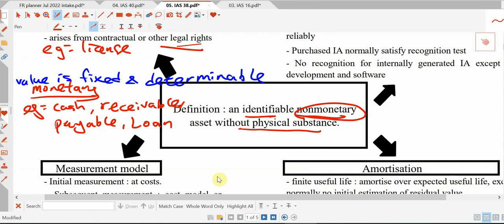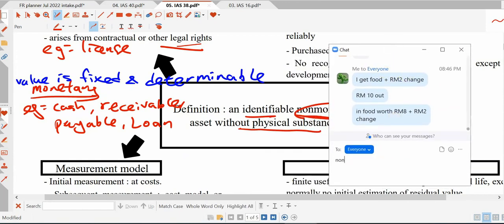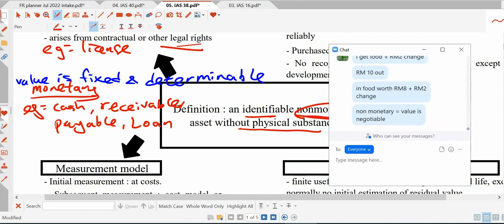Then we try to understand the meaning of non-monetary item. So basically this means the opposite. Let me go to the chat box for a while and type something so everybody can see. Non-monetary is the opposite: the value is negotiable. It's not fixed, we can always talk about it. Can you give me examples, please? Any asset whose value is not fixed, that we can negotiate the value. Actually there are many examples, but just give me one or two.